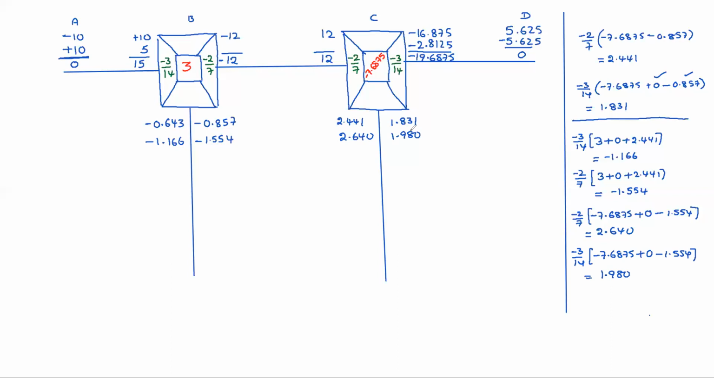So we need to repeat the process. Next cycle, third cycle: minus 3 by 14 into 3 plus, 0 plus 2.640.